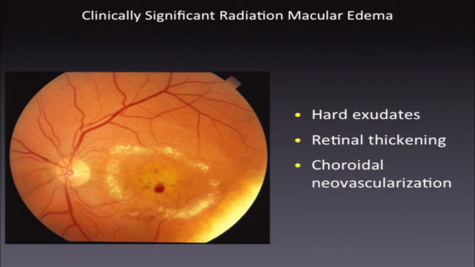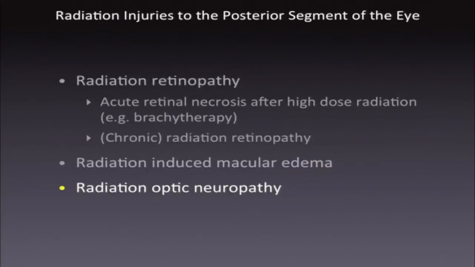Radiation retinopathy or macular edema may be complicated by choroidal neovascularization, as shown in this patient. This patient has a typical CNV with hard exudate and macular edema, pretty much the same as one would expect in age-related macular degeneration. I would like to end with radiation optic neuropathy.